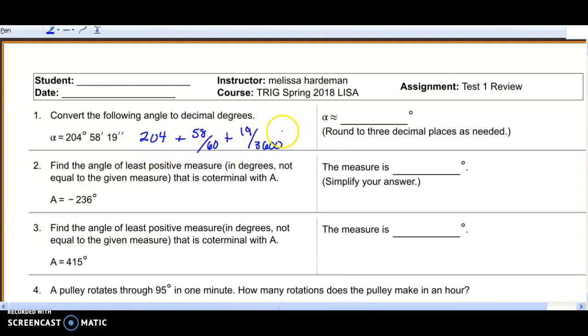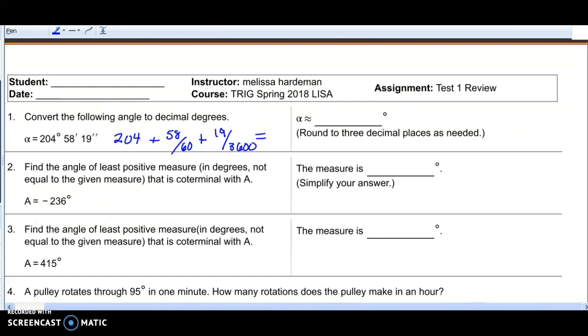By doing that, that will give us our decimal approximation to that value. The result you should get is 20 degrees and 0.97, or 20.971 degrees.